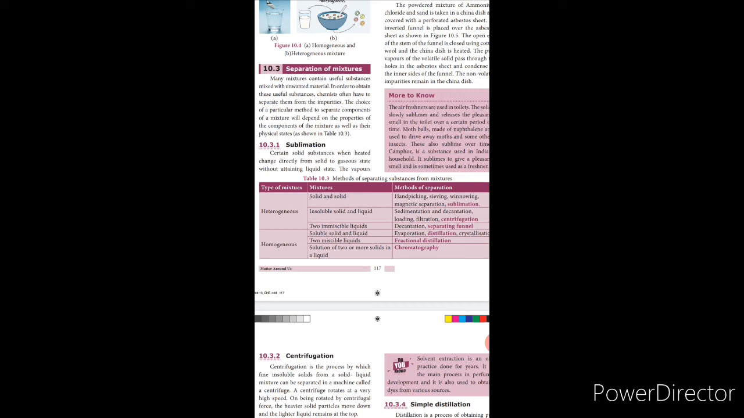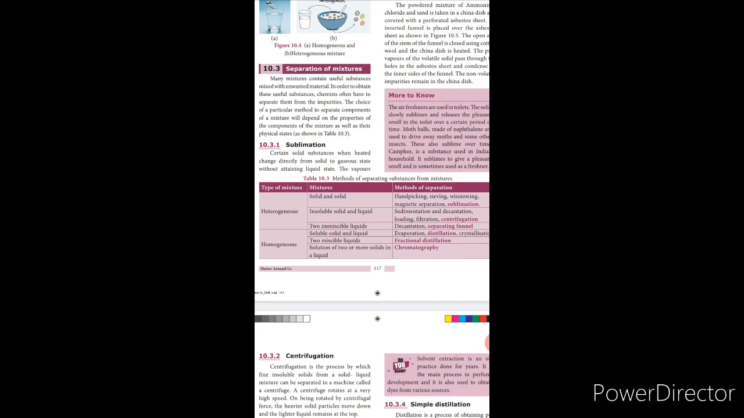So these methods are employed to separate it. Now in heterogeneous, the other one is insoluble solid and liquid. So that is the centrifugation method. We said that the insoluble solids present in the liquids can be separated using the centrifugation method. The next is sedimentation and decantation.